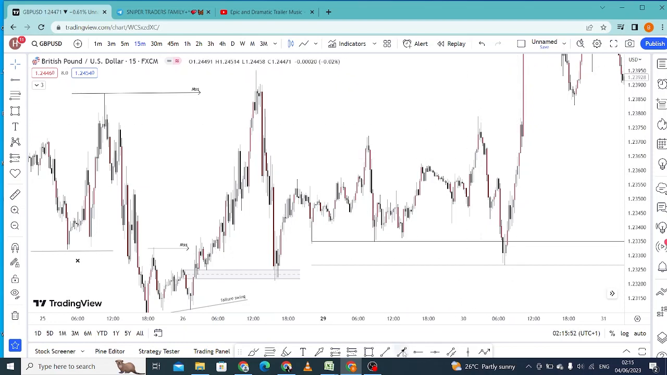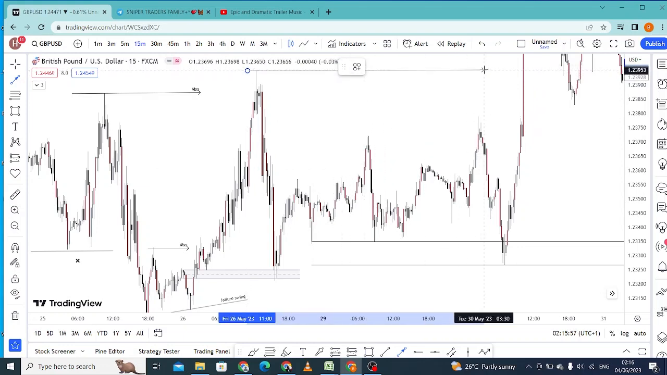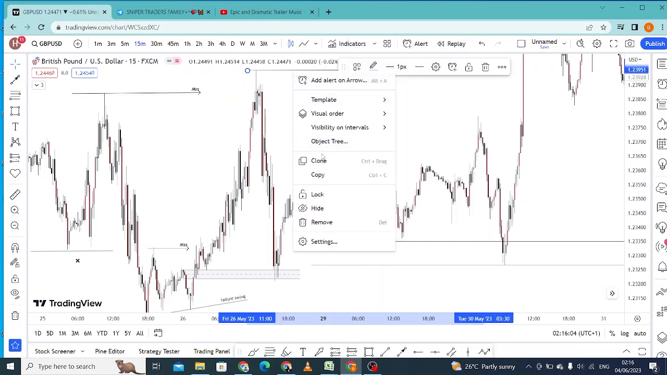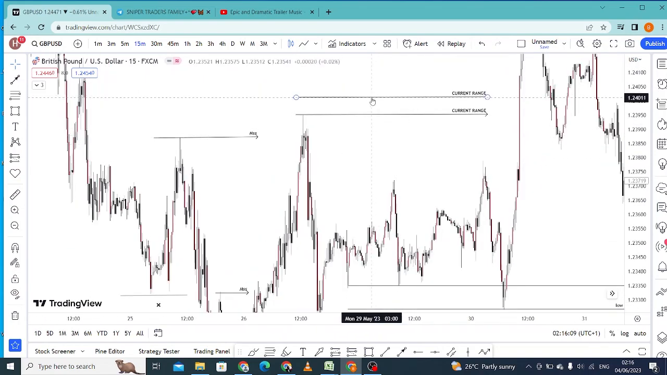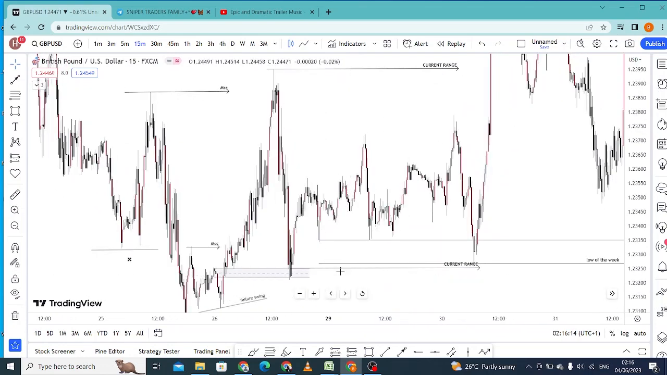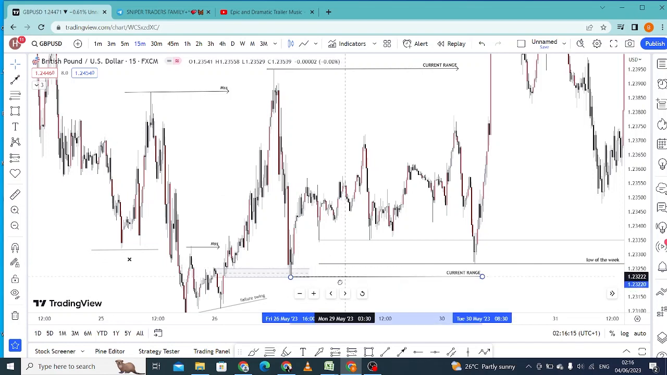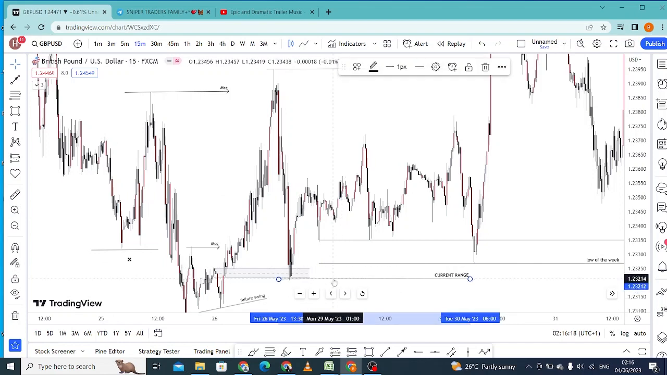No, sorry. This was the range we are in. Price hasn't taken out anything here. I didn't have a replay too, but this was the range we are in at the end of this week, 26 May. So price opened here. Price went up within this range.